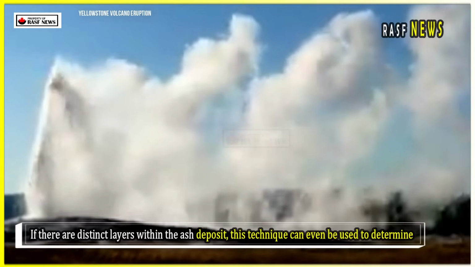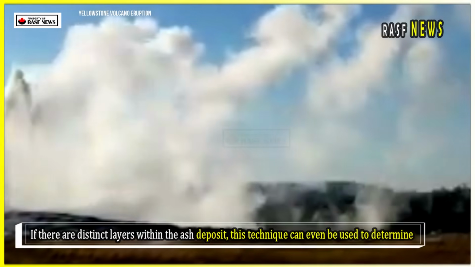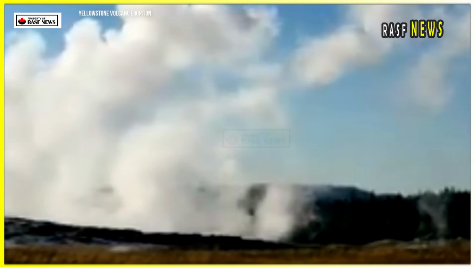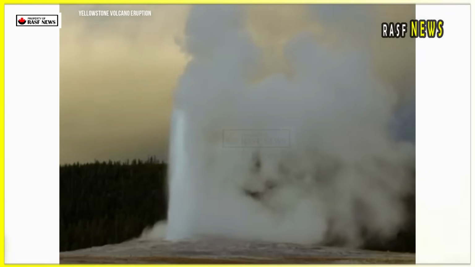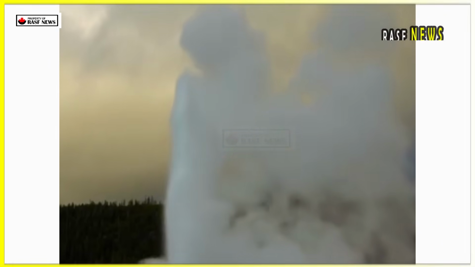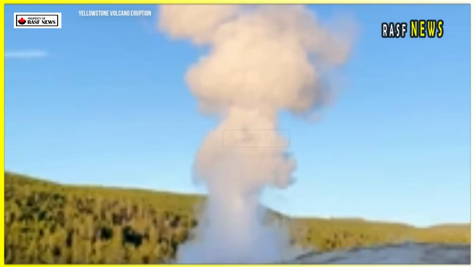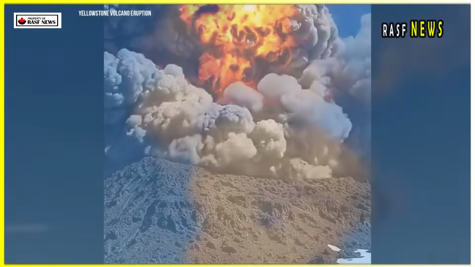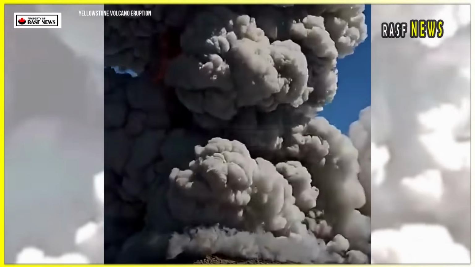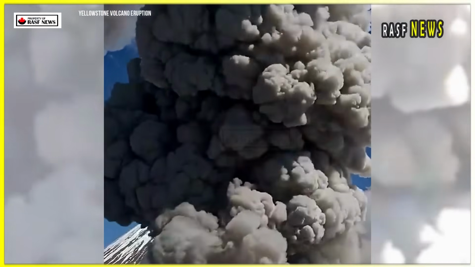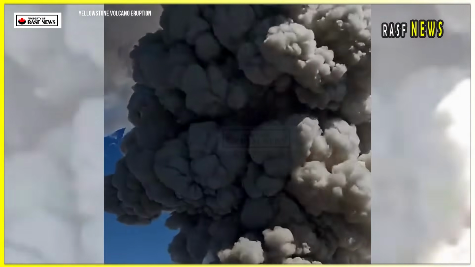If there are distinct layers within the ash deposit, this technique can even be used to determine whether the eruption's height fluctuates over time. For example, scientists can see that a major eruption that occurred about 3,600 years ago from Santorini volcano, Greece, began with an ash plume 10 kilometers (6 miles) high that later grew to 30 kilometers (19 miles). For reference, the cruising altitude of most aircraft is 9 to 12 kilometers (30,000 to 40,000 feet).